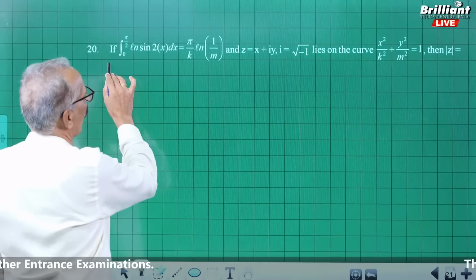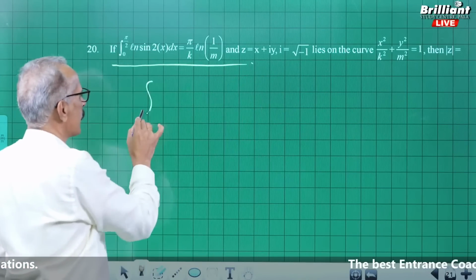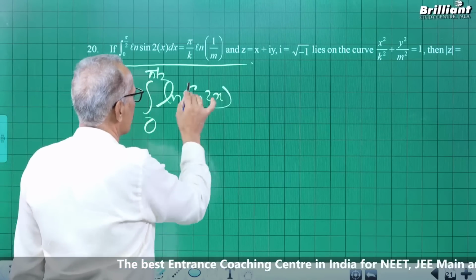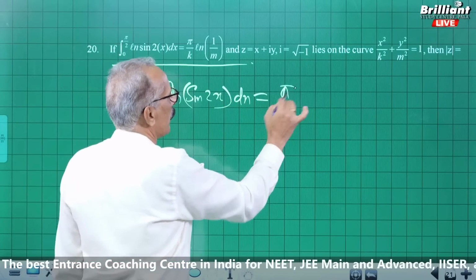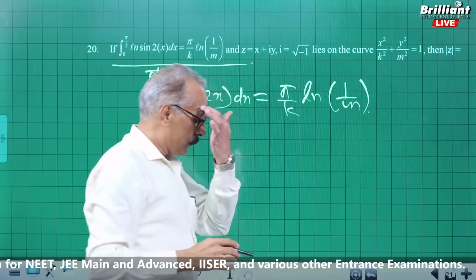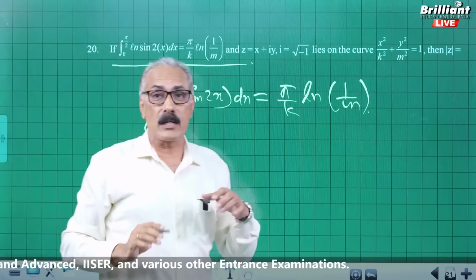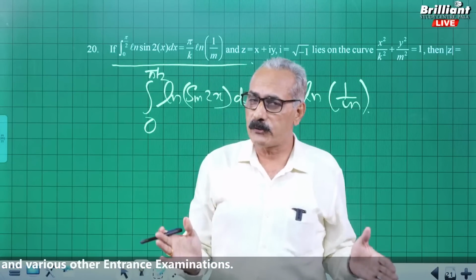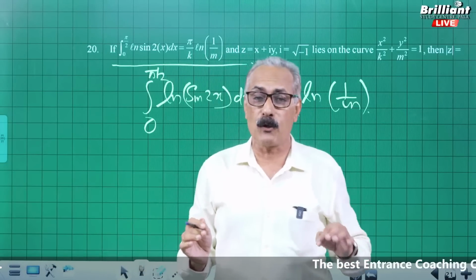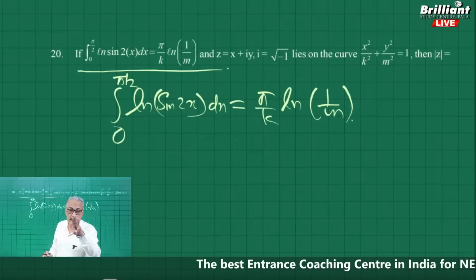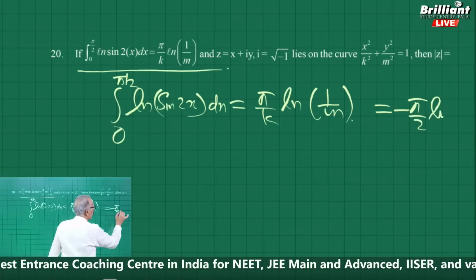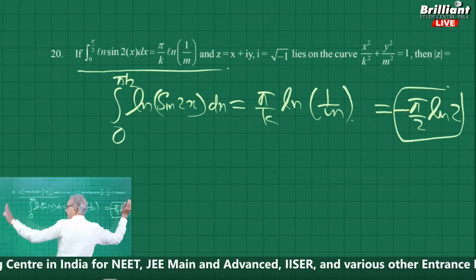Well, this is a wonderful one. Integral 0 to pi by 2 logarithm of sin 2x dx equal to pi divided by k into logarithm of 1 by m. Fine. So you must remember this result: integral 0 to pi by 2 logarithm of sin x, integral 0 to pi by 2 logarithm of cos x, and integral 0 to pi by 2 logarithm of sin 2x. 3 birds in a single shot. Answer minus pi by 2 log 2. Don't forget that.